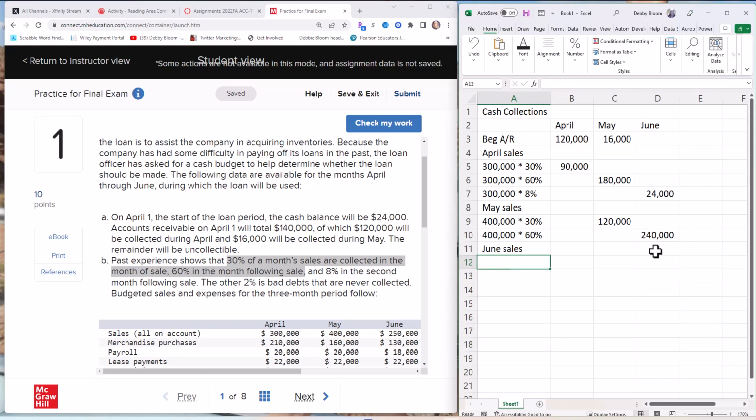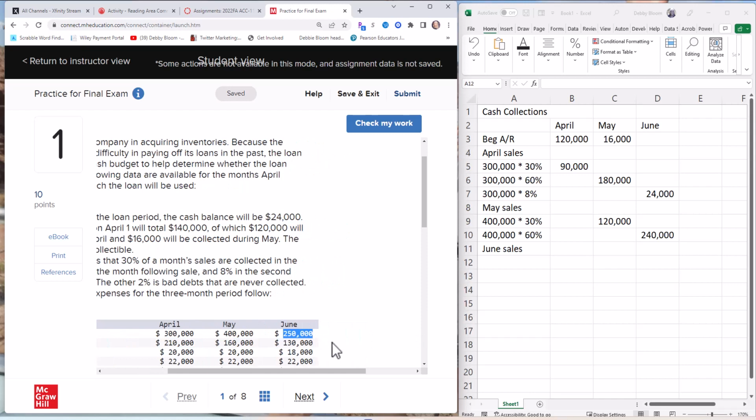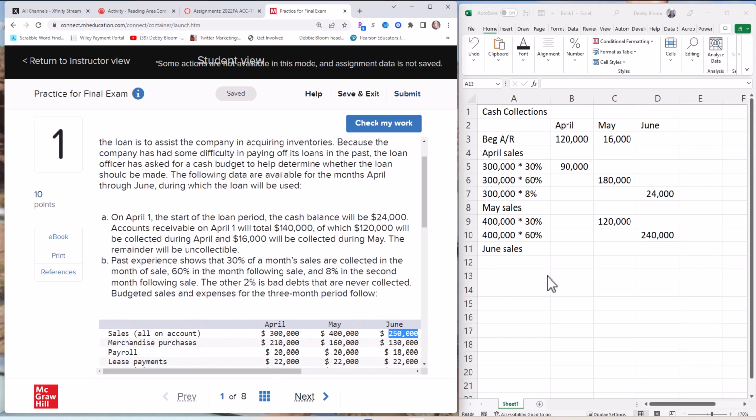So June, we only care about June. June will be collected in June, July, and August, but we're not asked to budget for July and August. So my June sales are budgeted at $250,000. So 30% of that amount will be collected in June.